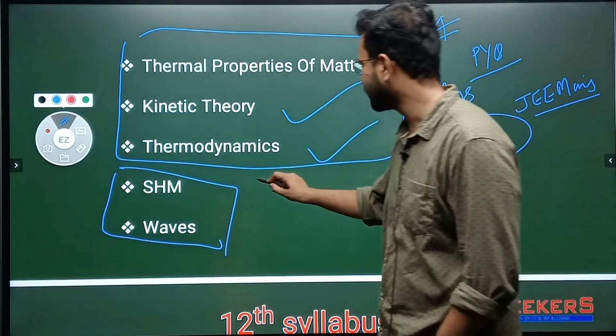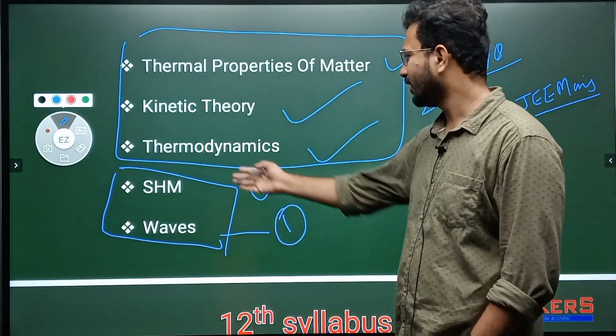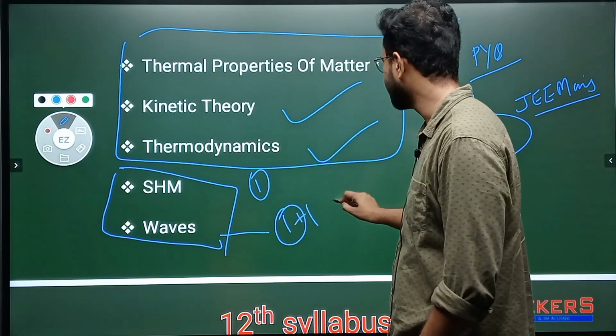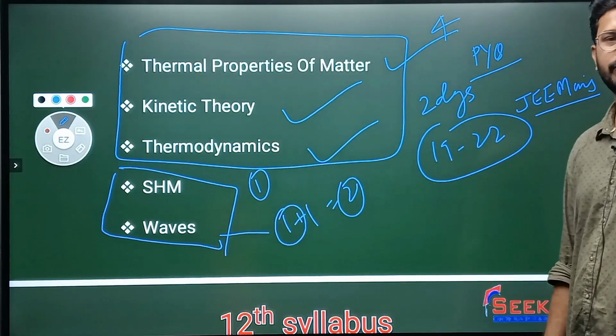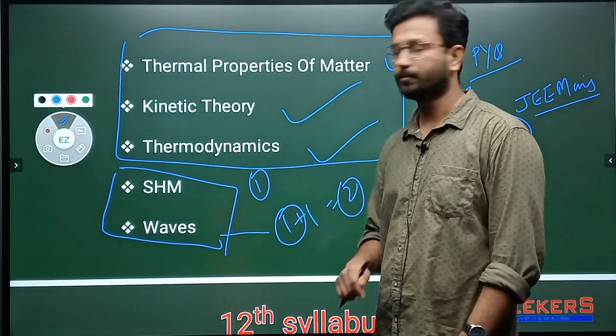Okay, SHM, at least one question will definitely be from SHM. Waves, one question will be there. Okay, one day you can do SHM. Waves may take more, not more, one day. It may take 2 days. So in 3 days, SHM and waves will be completed. You have to do previous year's questions regarding that. Theory you can read from the module.